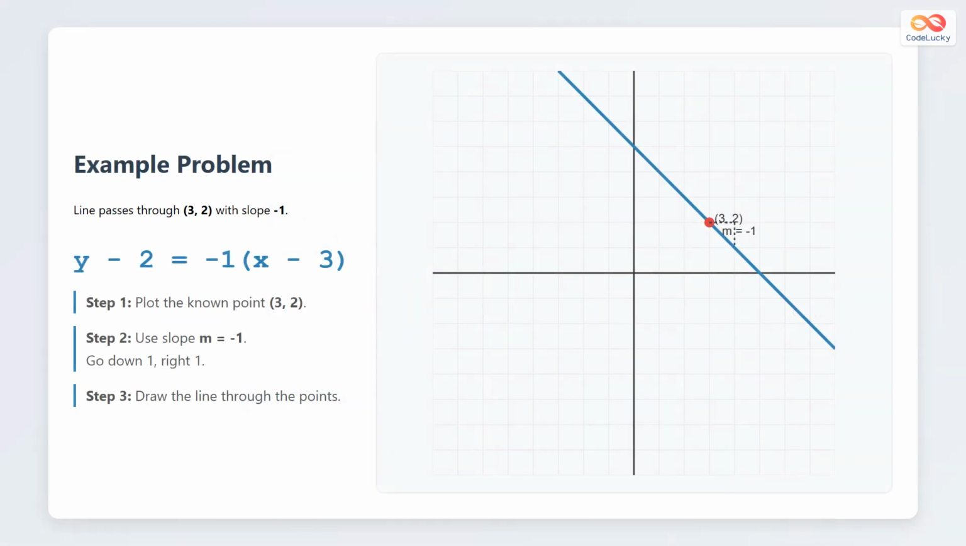Let's try an example. Suppose a line passes through the point (3, 2) and has a slope of -1. We plug these values directly into the formula. To graph it, we start at our known point, (3, 2). Then, using the slope of -1, we go down 1 unit and right 1 unit to draw the line.